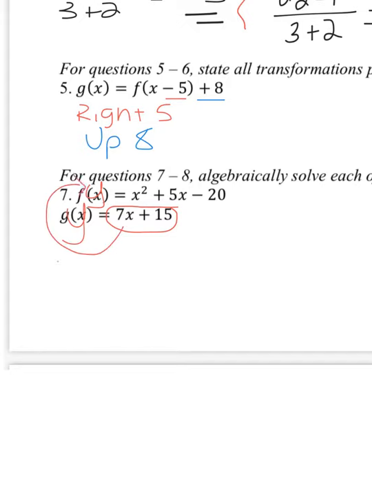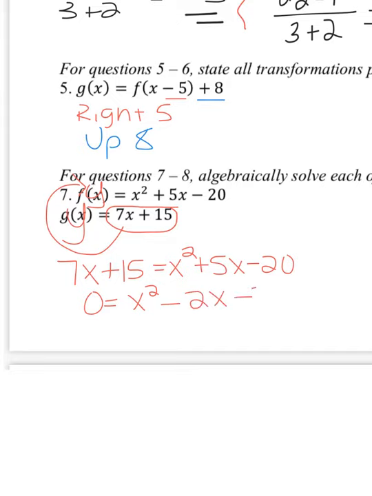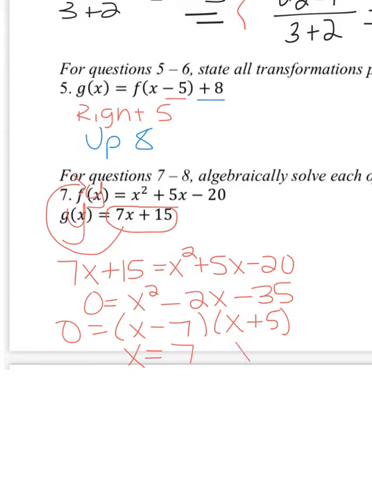So really this is 7x plus 15 equals x squared plus 5x minus 20. And then this is a normal quadratic equation, so set it equal to 0 and solve. So 0 equals x squared. When you subtract the 7, you should get minus 2x. When you subtract the 15, it's minus 35. And then you're going to do master product. When you're finished with master product, I'm not going to go through it, you should get x minus 7 times x plus 5, which gives me the 2 x coordinates, x equals 7 and x equals negative 5.